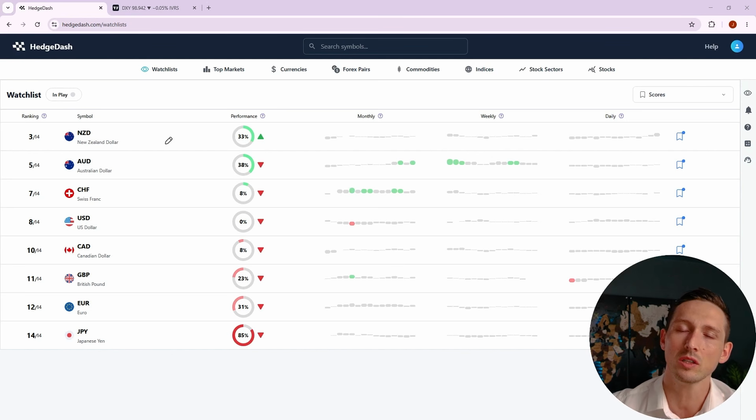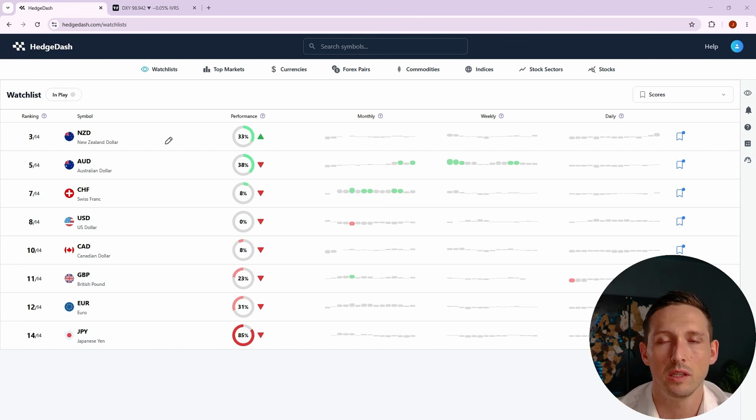And so we started to see money flowing into the New Zealand dollar last week. This is now going into this week one of the markets that I want to be on the long side of. And we're going to look at specific New Zealand dollar setups and the key buy and sell zones as we go through the video.